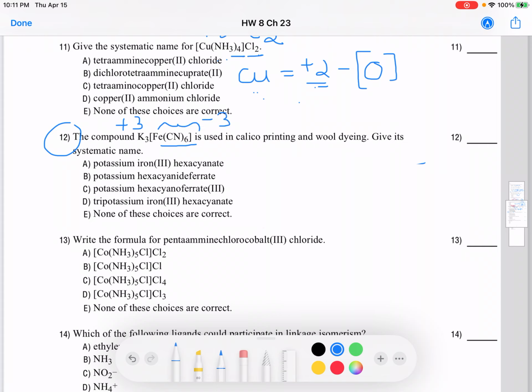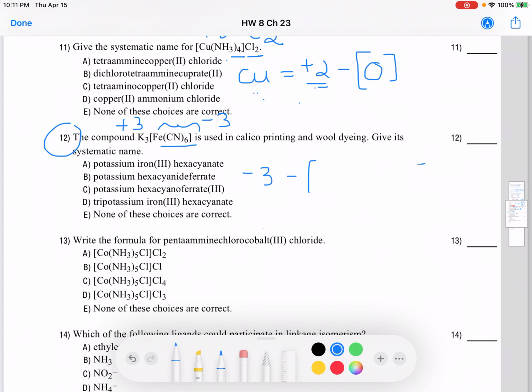To find the charge of the iron ion, take -3 minus the charge of the ligands attached to Fe. Cyanide is -1, so -1 times 6 is -6. So -3 plus 6 makes +3. So iron is in the +3 oxidation state.